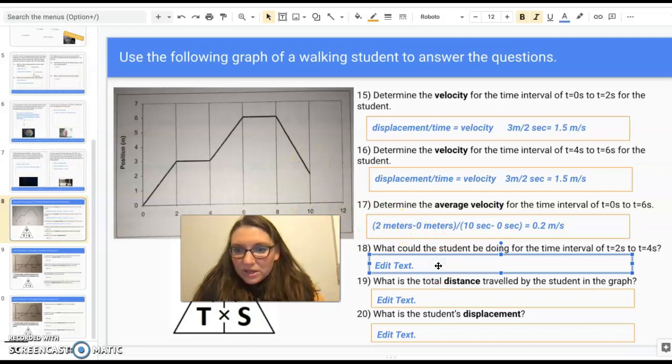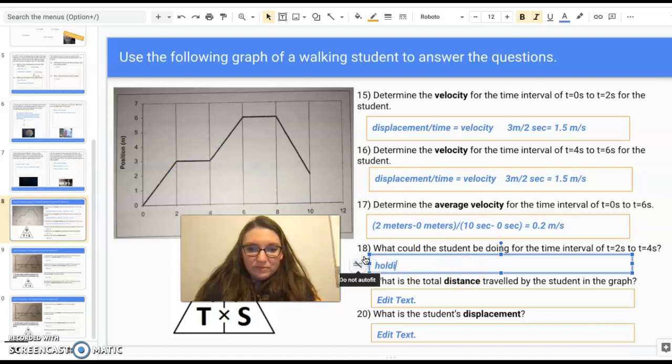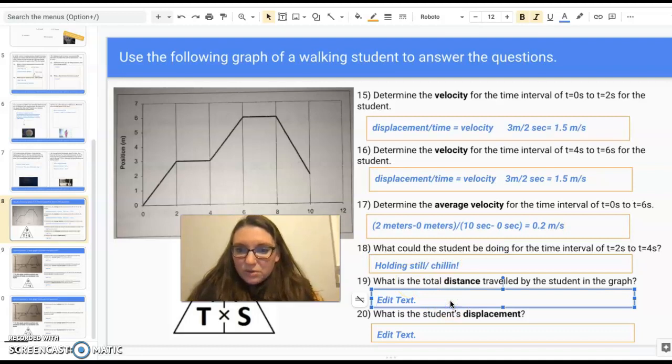Okay, what could the student be doing for the time interval of t equals 2 seconds to t equals 4 seconds? So I noticed during that time that time is going by, but their y position is not changing. So basically that means that they're just holding still for those 2 seconds. Slash chillin'.